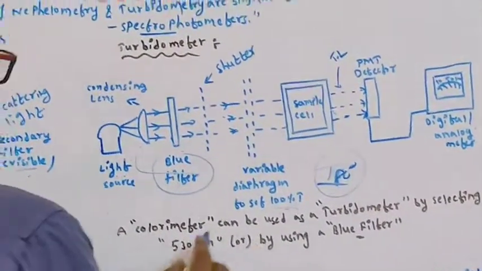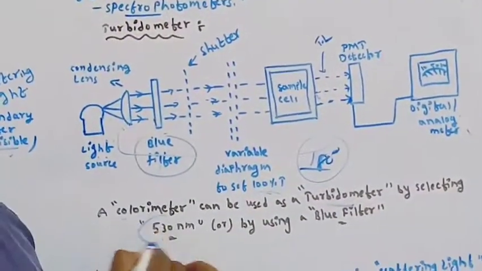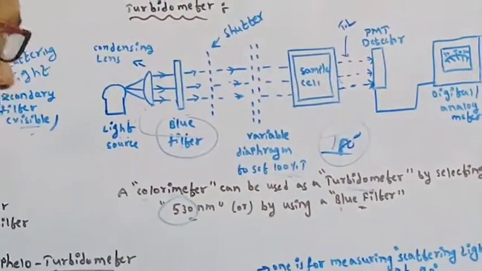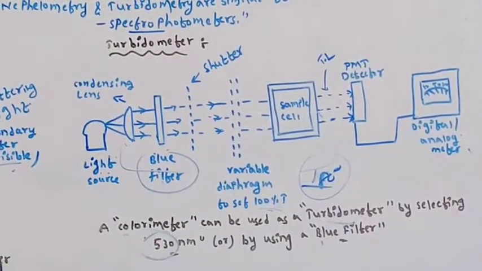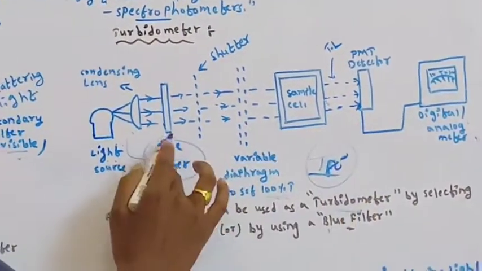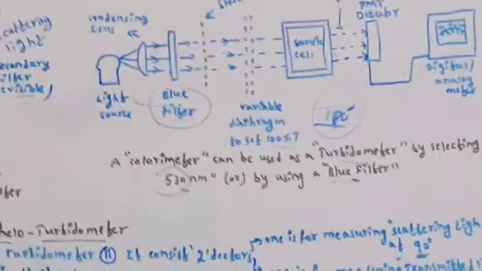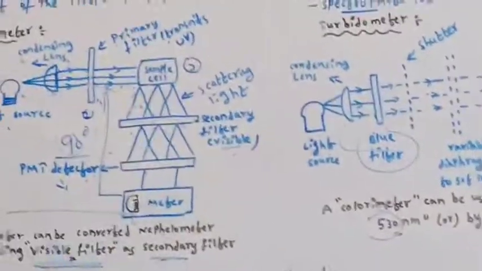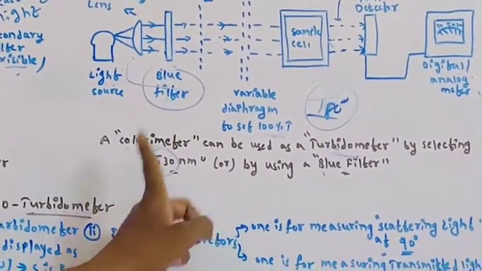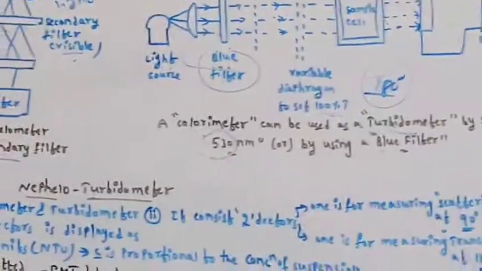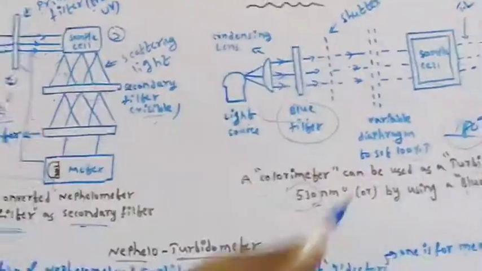Here the colorimeter can be used as a turbidimeter by selecting 530 nanometer or by using the blue filter. By that way, a colorimeter can be converted to the turbidimeter. Here, a fluorimeter can be converted to the nephelometer by using visible light. Keep in mind, 530 nanometer or the blue filter. This is the nephelometer and turbidimeter. Here scattered light, there transmitted light. Here 90-degree angle, there 180-degree angle.